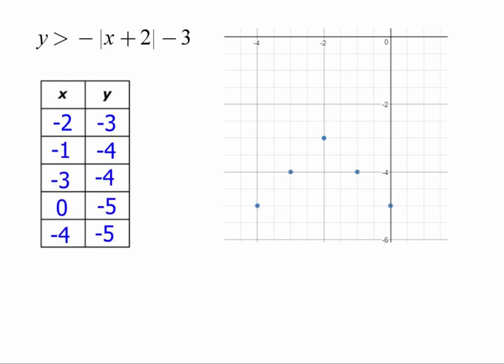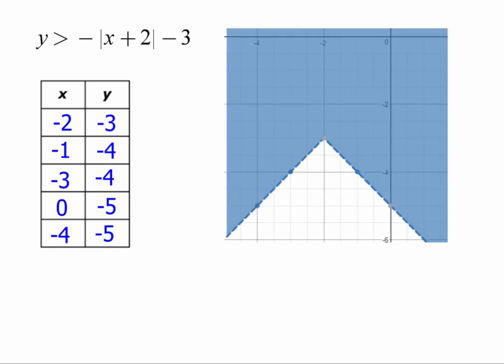I'm going to use my graphing calculator to come up with some more points. So I've got -1, -4, -3, -4, 0, -5, and here's -4, -5. My line is going to be dashed because I don't have an equal to sign there. So I get a dashed line. And then because it's greater than, I want to shade above the line.